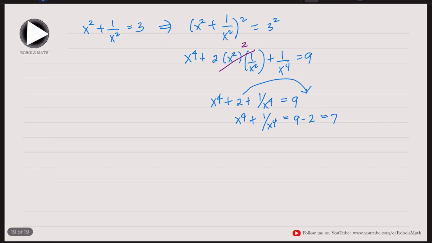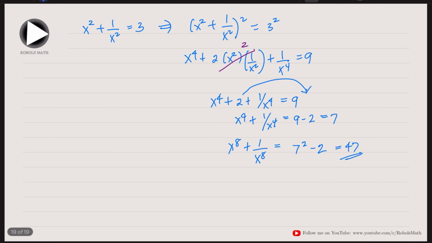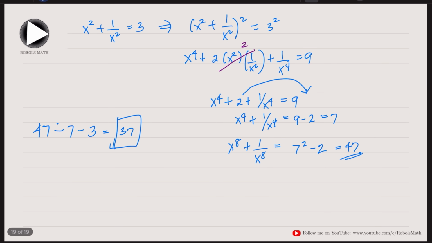We can do that by squaring this again. I'll just do the shortcut here. That will be 7 squared minus 2, and that's equal to 47. So the first part here is 47. Therefore, the answer we're looking for here is 47 minus 7 minus 3, which is equal to 37. Therefore, the answer here is 37, and that's our final answer.